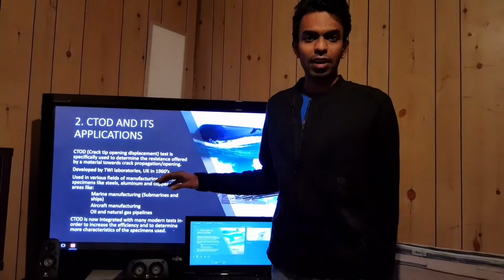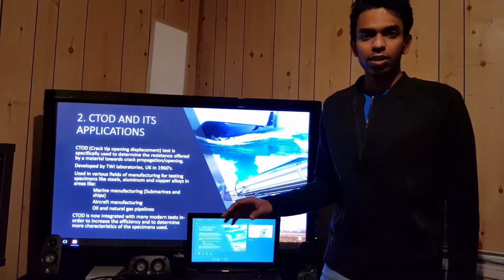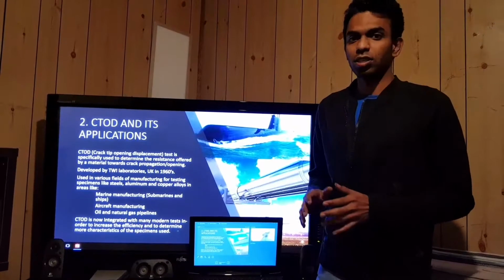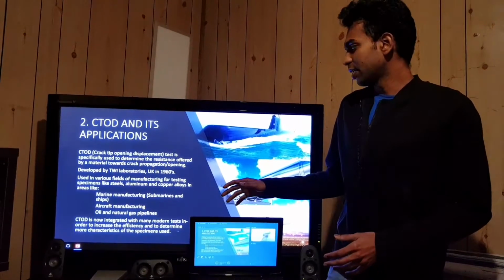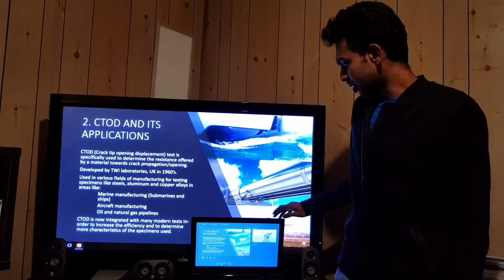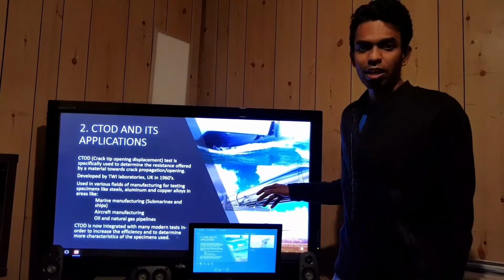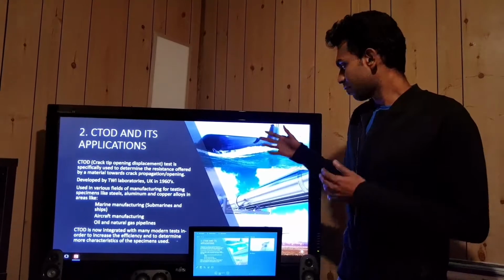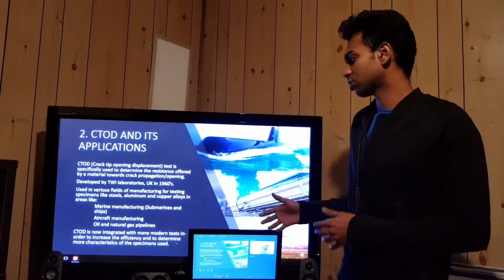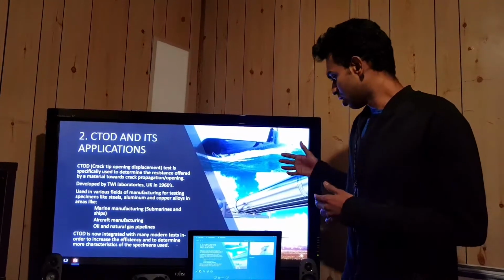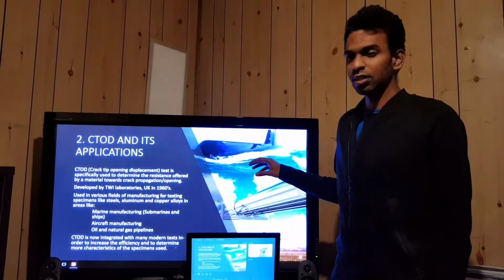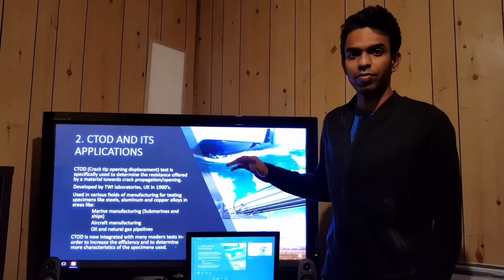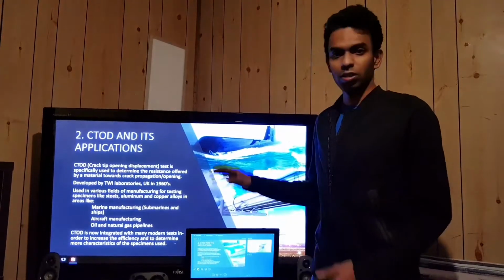So why is this necessary? CTOD is mainly to know the resistance of the material to external forces. For example, materials in submarines, in pipelines, and in aeroplanes are all faced with high external forces like wave pressure, air pressure, and internal fluid forces. So in order to sustain these, the material needs to have certain fixed values of resistance. So this test is for those.